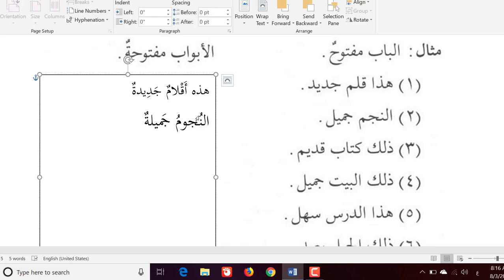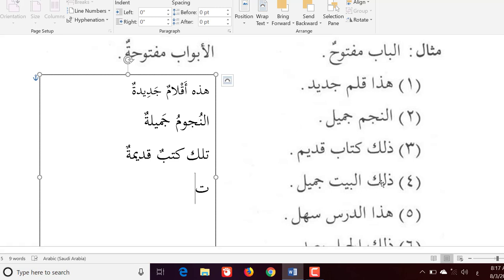So here we're going to say tilka. Okay, we're going to change it to feminine, and then we would say kutubun, tilka kutubun qadima. Okay, tilka kutubun qadima. Okay, same thing here. We're going to say tilka. Now here we have the bedel, okay, because notice here we have the alif lam on it. So why is that important? I'm getting ahead of myself, because it's going to help us deal with our translation.